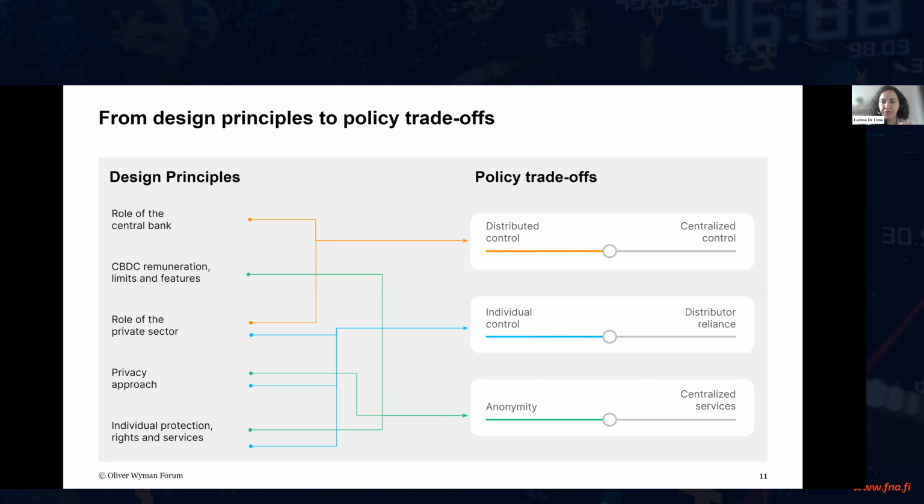But then the final dimension is honing in on privacy. Is it desirable to have the same level of privacy and anonymity as cash, to be fully anonymous, or would you want the capability of providing centralized identity-based services? So this could be social benefits, taxes, a number of other things. And now I'll pass on to Erica to explain how these policy trade-offs then feed into technology decisions.